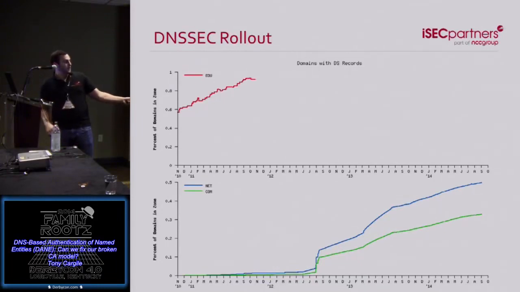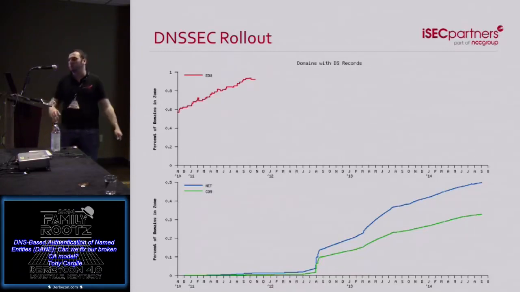If you look right here, the green would be .com. This is .net, .edu, and at the .com we're right about 0.3% of all domains actually using DNSSEC right now, which is a pretty surprising number.